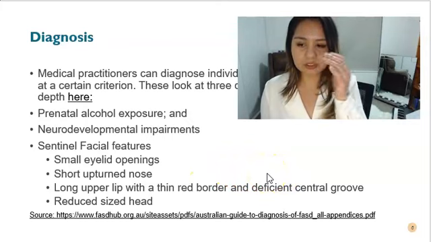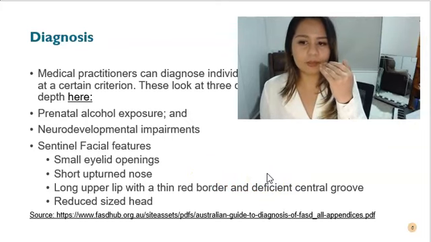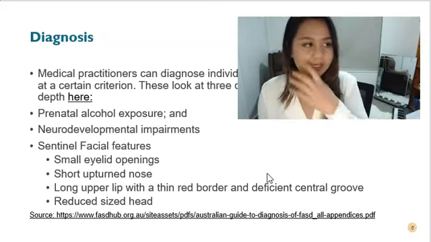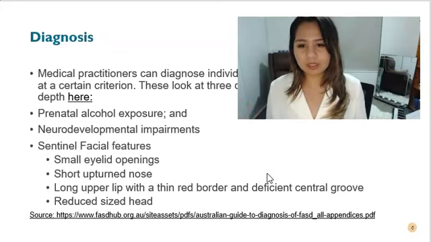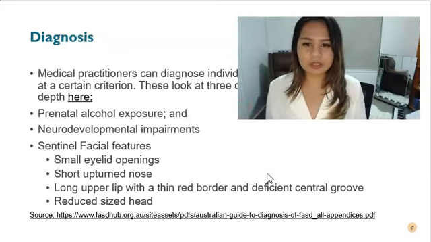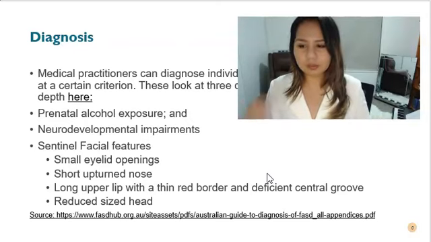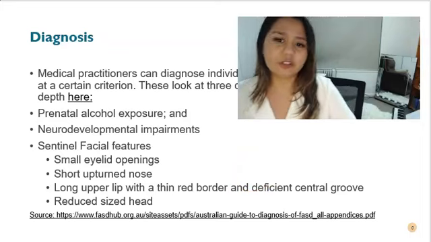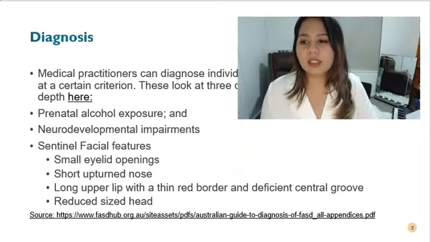So this includes small eyelid openings, a short upturned nose, a long upper lip with a thin red border, a reduced sized head, and maybe even an awkward body shape. They could also be a bit short and delayed in their growth because of alcohol.